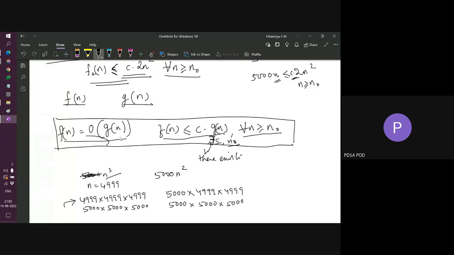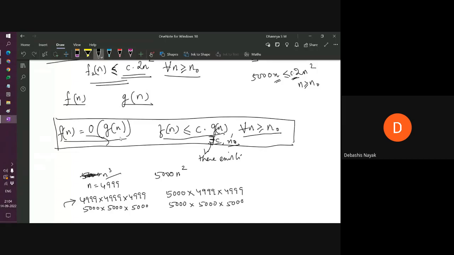Ma'am, one thing can I say? Here, say if n cube and 5000 n square is there, if you take any C, let it be 5000 or anything, then obviously 5000 n cube will be greater. Whatever C value you take, it will always be greater.